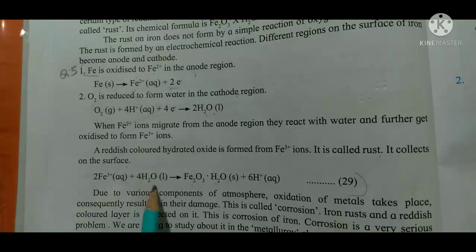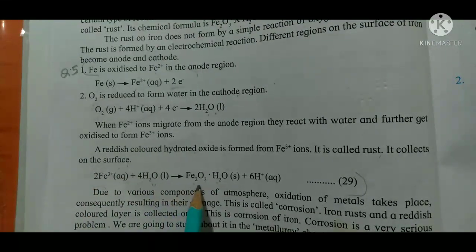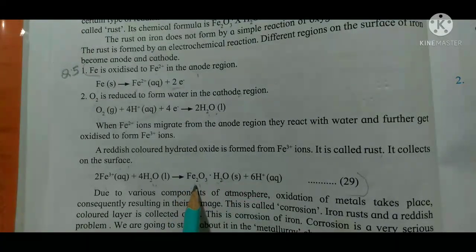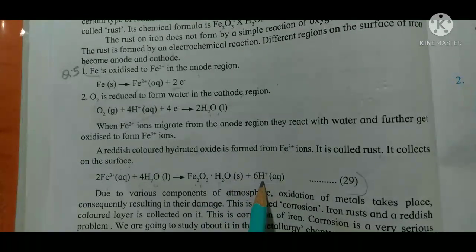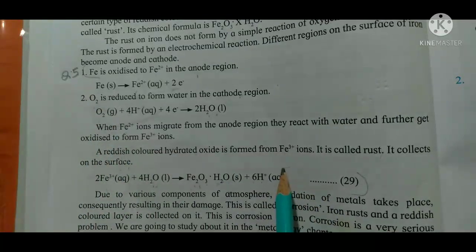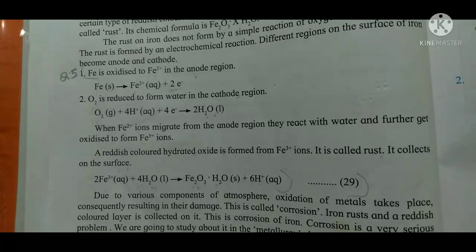And finally we will write the reaction. Iron plus water, you will get iron oxide. What is the formula for iron oxide? Rust, Fe2O3, H2O, and what is given out? Hydrogen is given out. So from point number 1 till aqueous, you will write the answer for question number 5.